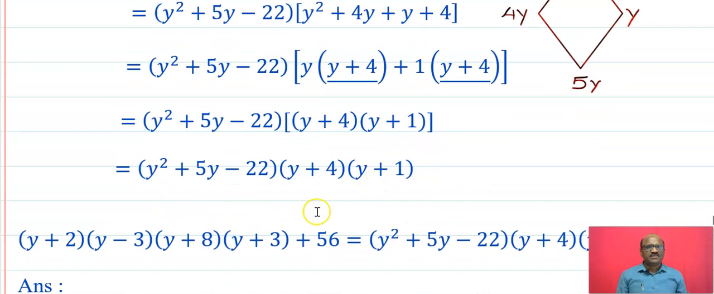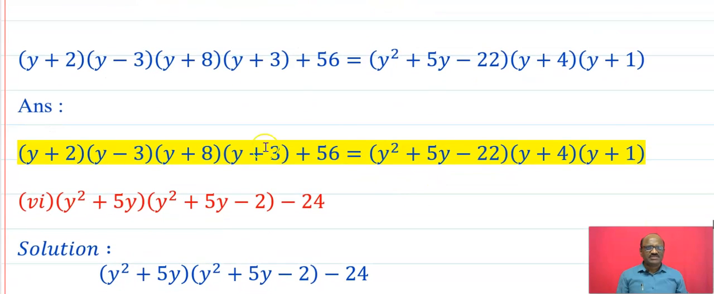And now the factors are y square plus 5y minus 22, in the next bracket y plus 4, y plus 1. In this way we have factorized it. This is the answer: y square plus 5y minus 22, in the next bracket y plus 4, y plus 1.